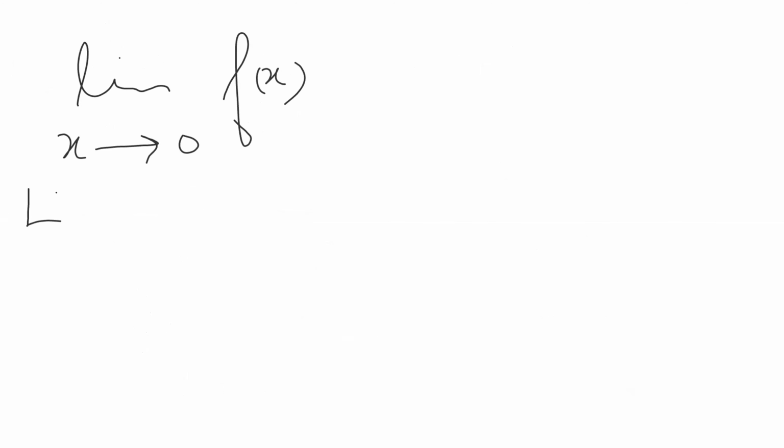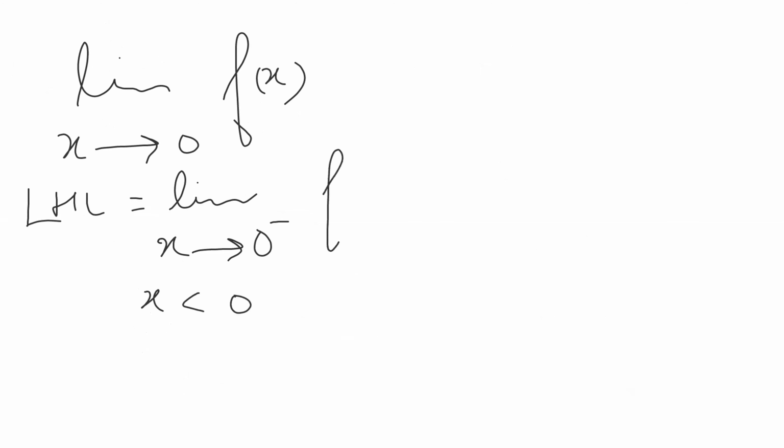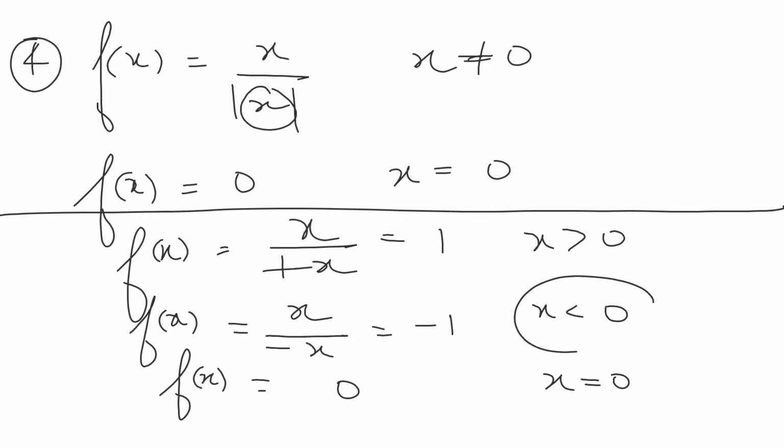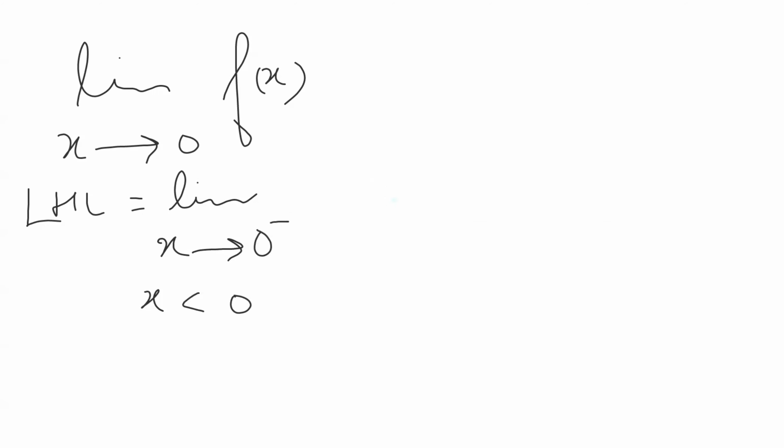So LHL, limit x approaching 0 minus. 0 minus indicates left hand side limit. Here x is lesser than 0, so f of x is minus 1. Fine, so here it is minus 1. The limit of a constant is a constant. We all know that.